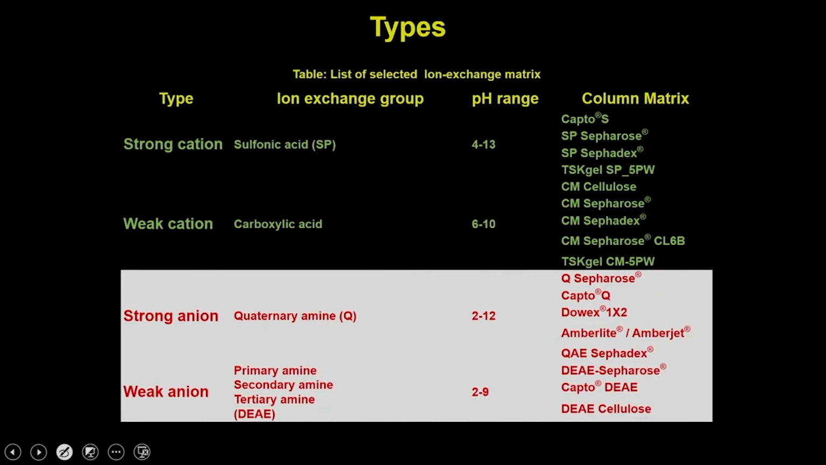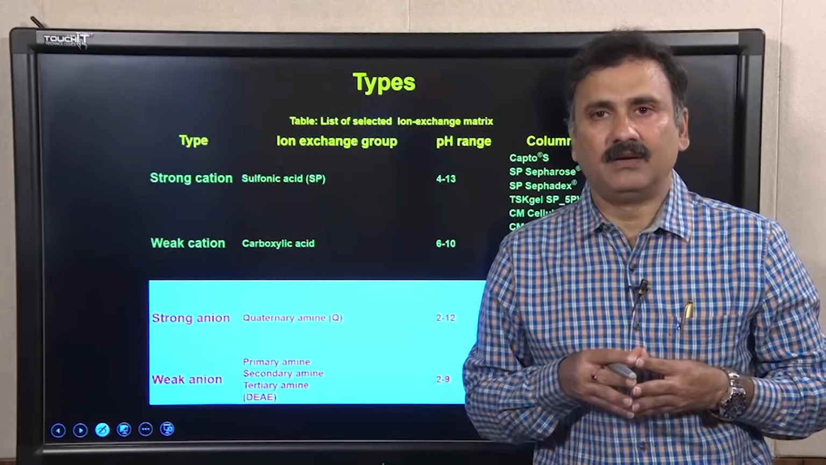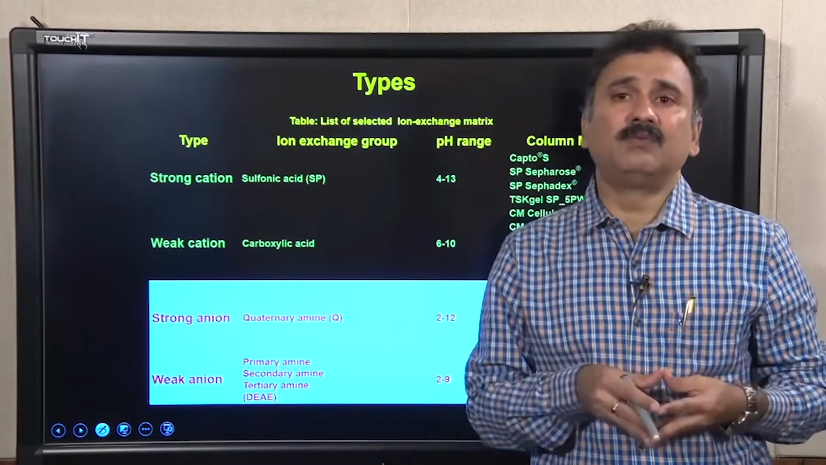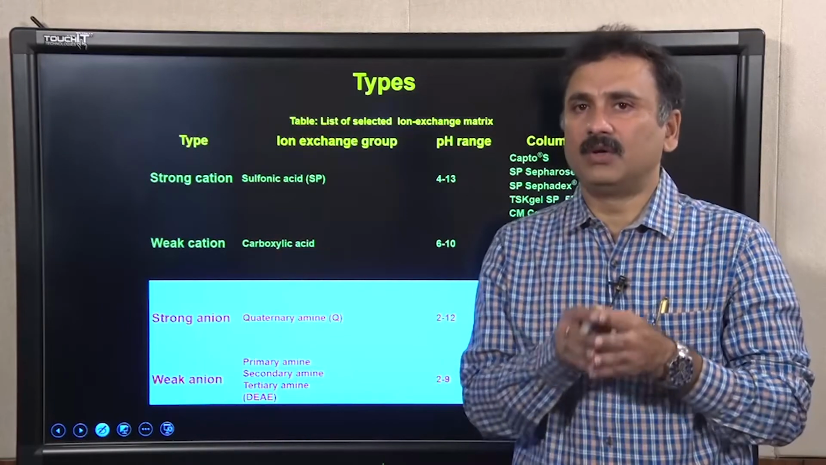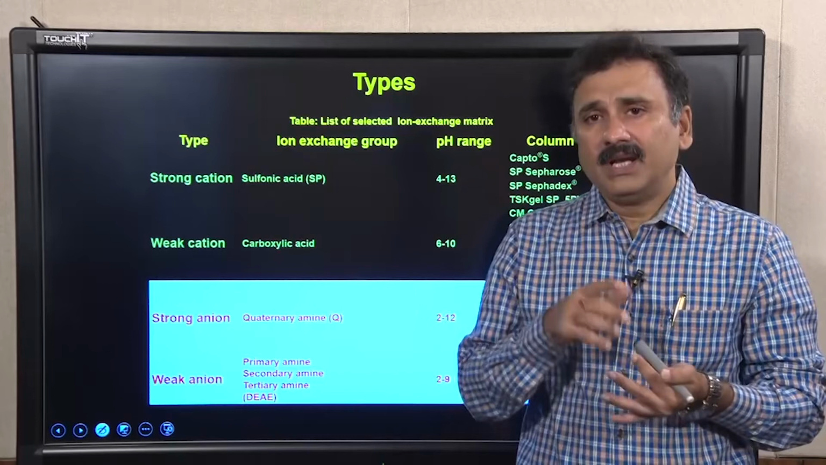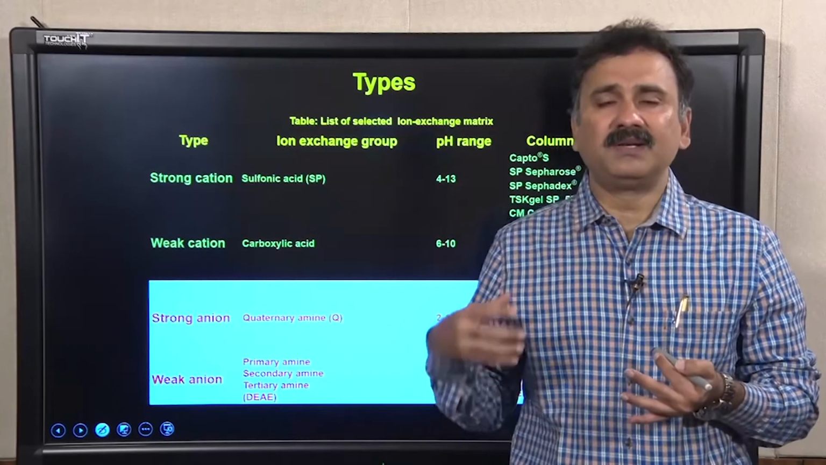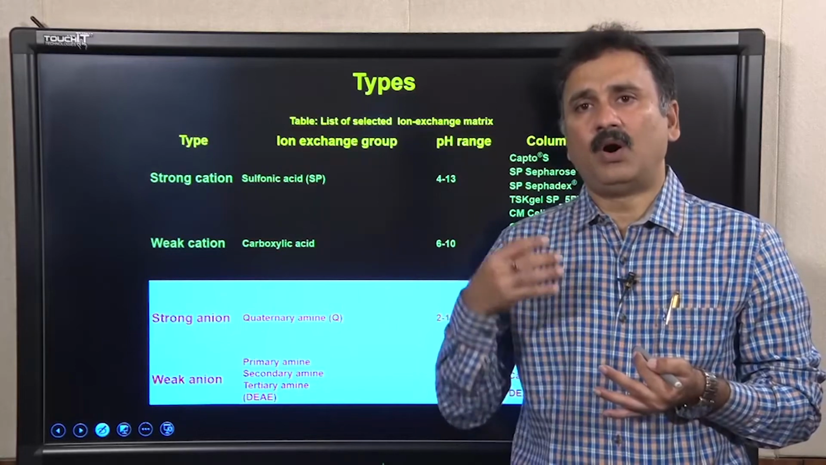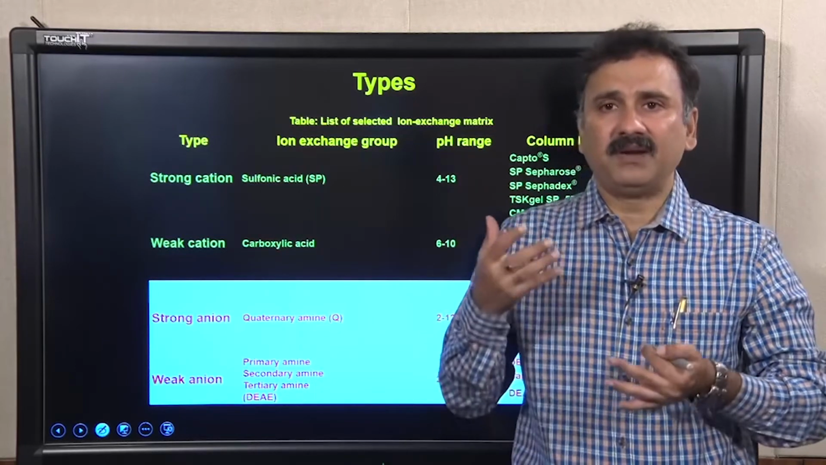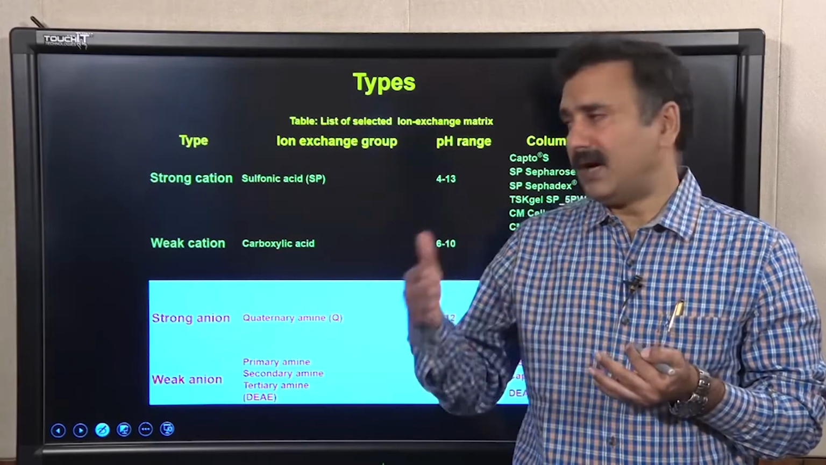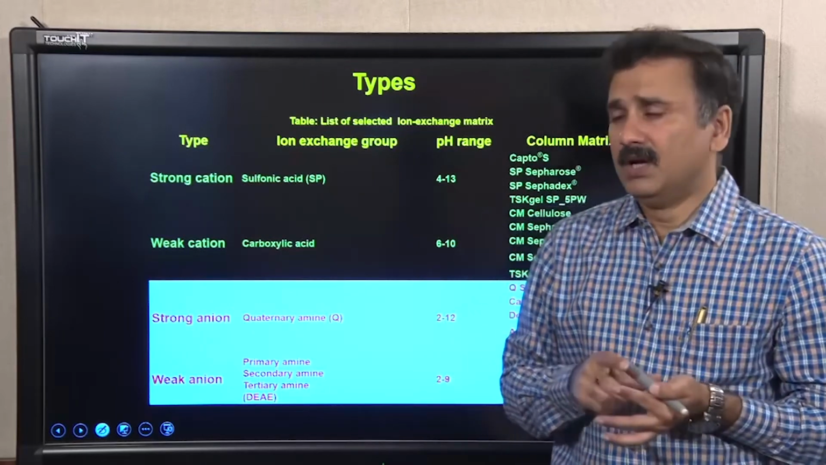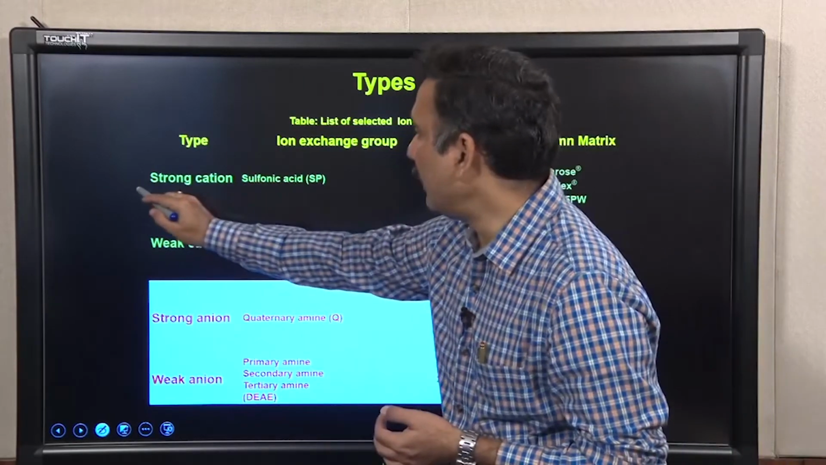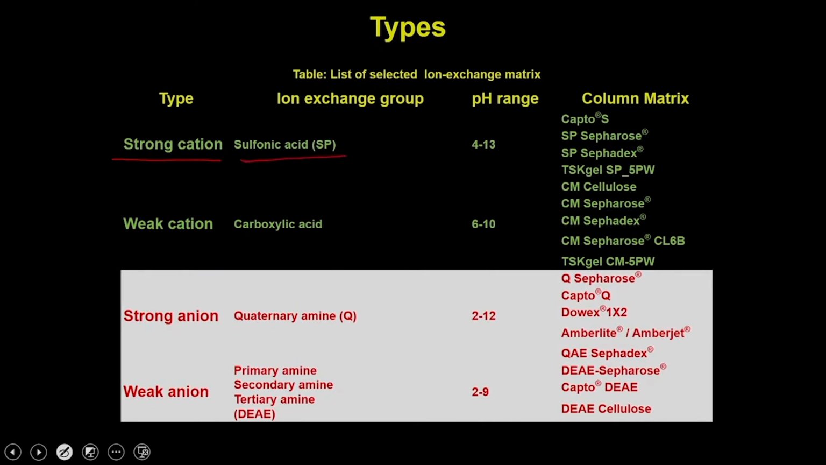There are different types of cation or anion chromatography columns or matrices that you can use. These are either weak matrices or strong matrices. The weakness or strength of a matrix depends on the type of functional group or ionizable group present on the matrix, and that is how they are classified as strong cation exchangers or weak cation exchangers. So, let us see what these molecules are. In the strong cation exchangers, you have a functional group which is called sulfonic acid, or SP.